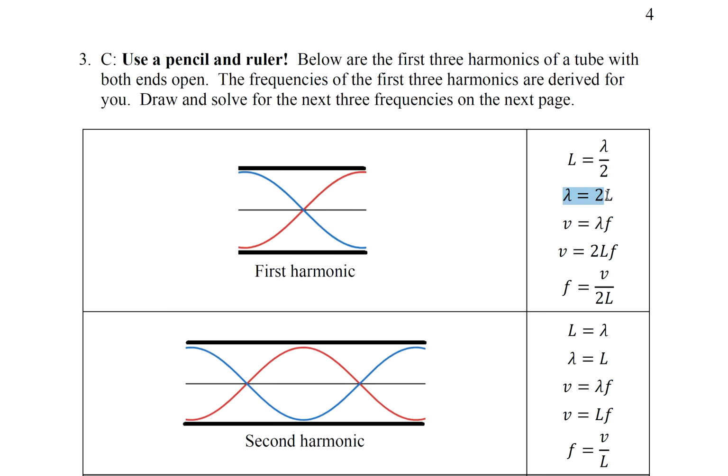Now let's solve for lambda equals 2L. Let's introduce the equation v equals lambda f. Now let's substitute lambda equals 2L in that equation v equals lambda f. So v equals 2Lf, and let's solve for f. So this is the fundamental frequency for an open tube. f equals v over 2L.